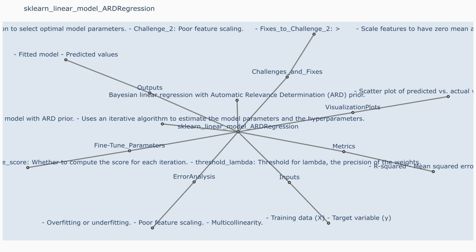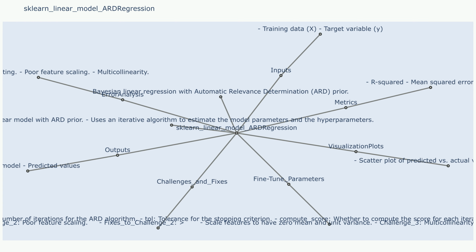sklearn, linear model, ARD regression. Description: ARD regression implements a Bayesian linear regression with automatic relevance determination (ARD). It is designed to handle high-dimensional data and automatically identify irrelevant features.